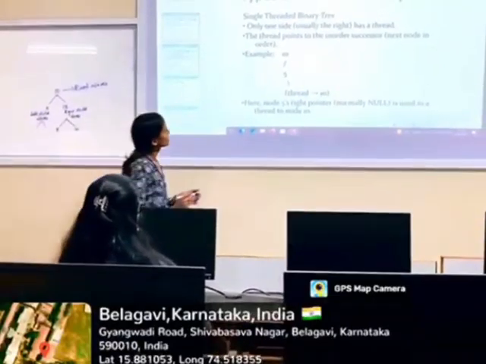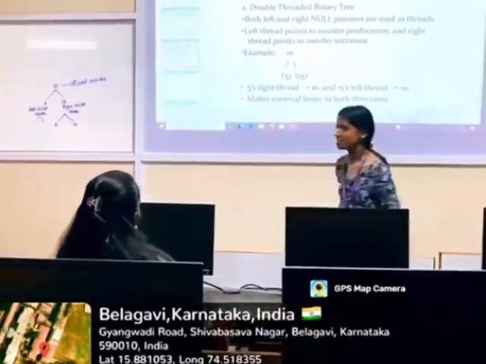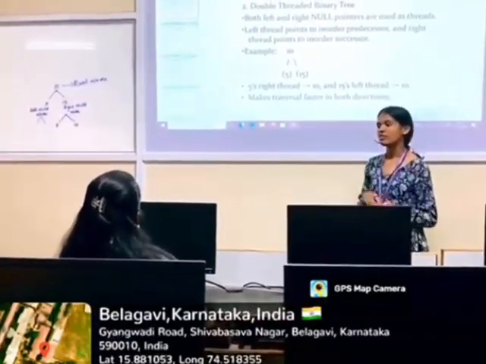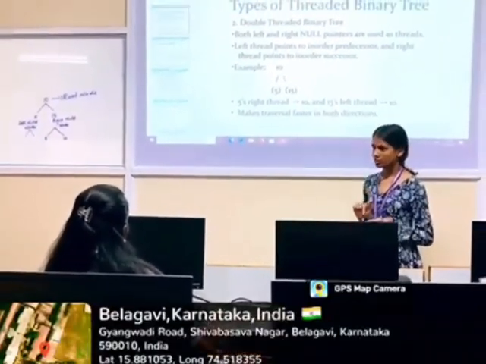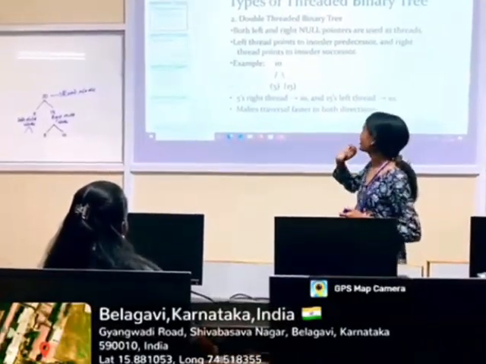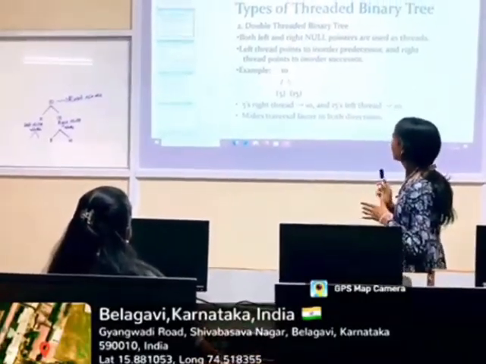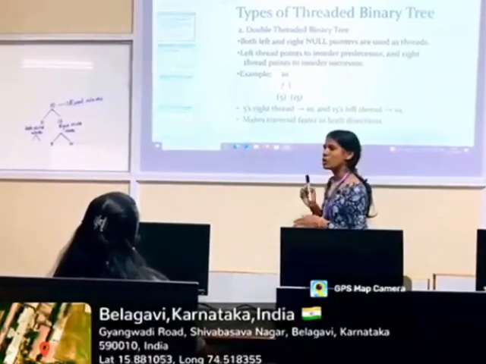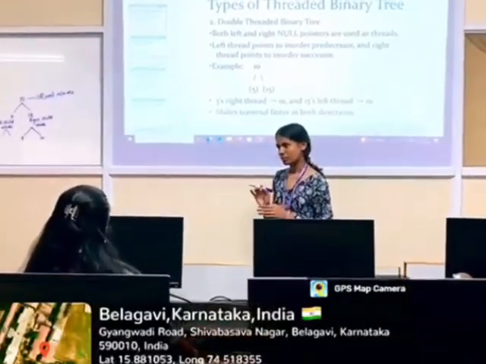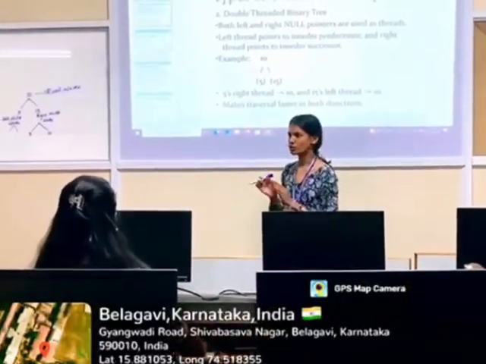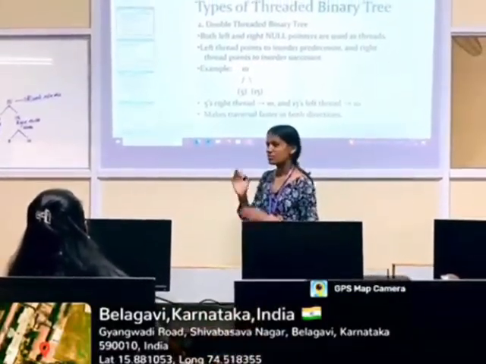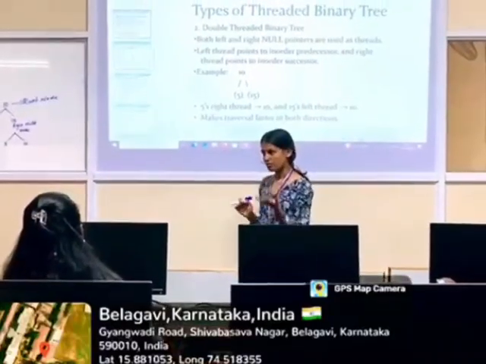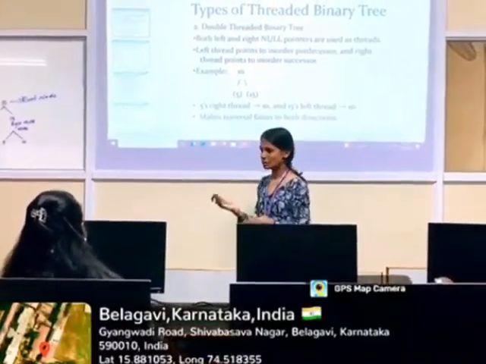So the next one is the double threaded binary tree. In a double threaded binary tree, there will be two pointers, left pointer and right pointer. Both will be joined using the thread. The left thread points to the predecessor and the right points to the successor. Predecessor is the node just before and successor is the next node.